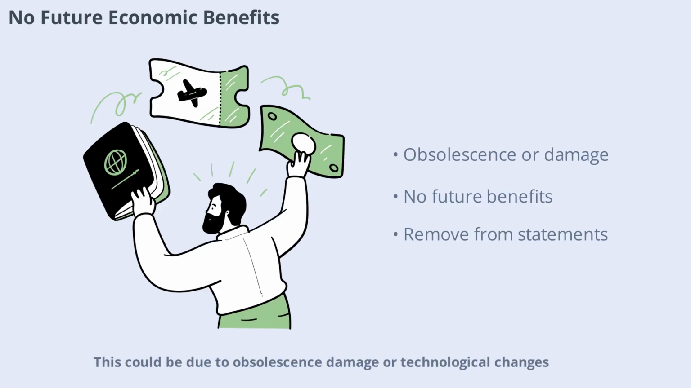Another trigger for derecognition is when a PPE asset no longer provides future economic benefits. This could be due to obsolescence, damage, or technological changes. When this happens, the asset should be removed from the financial statements, even if it hasn't been physically disposed of. This approach ensures that only valuable assets are reported, giving stakeholders a true picture of the company's resources.